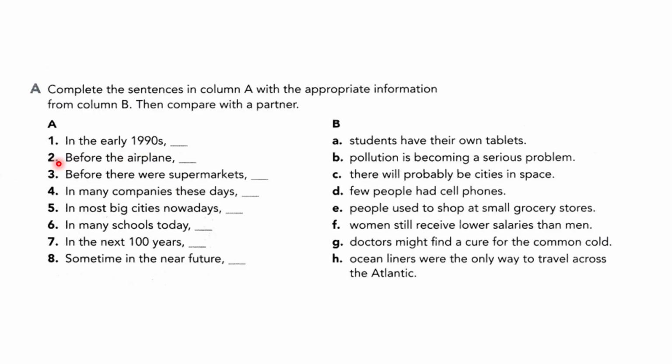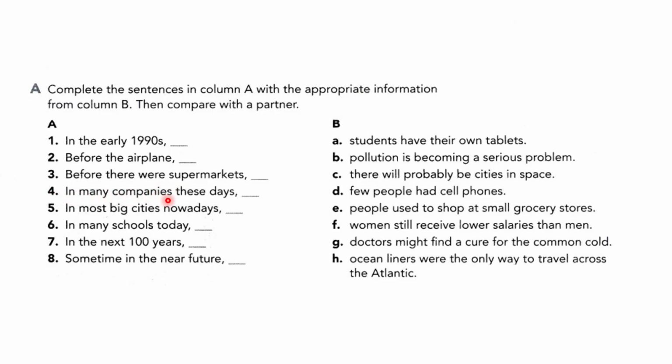Okay, let's continue with number two. Before the airplane, Mercedes. Ocean liners were the only way to travel across the Atlantic. Yes, ocean liners were the only way to travel across the Atlantic. Number three, before there were supermarkets, Giovanni. Letter E. People used to shop at small grocery stores. Yes, people used to shop at small grocery stores.